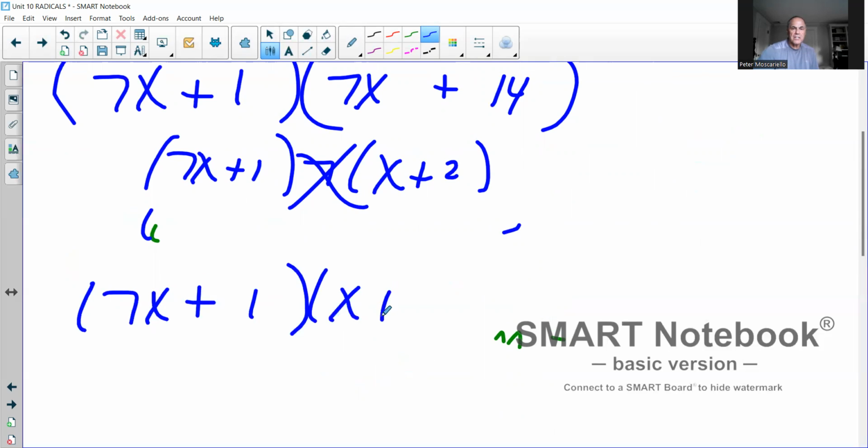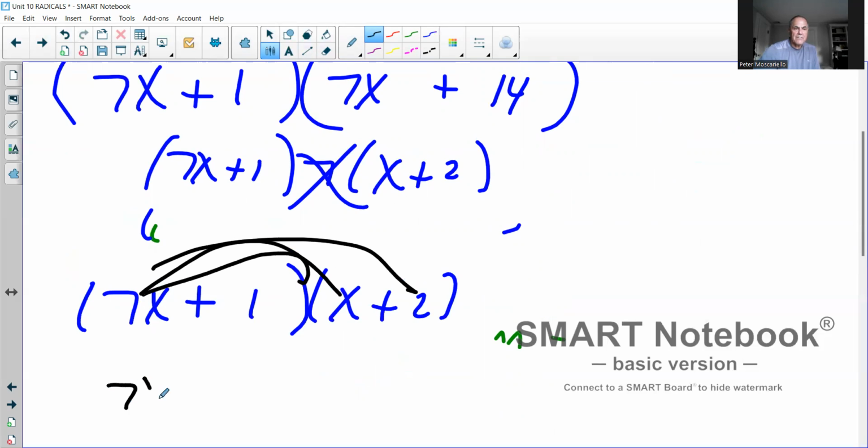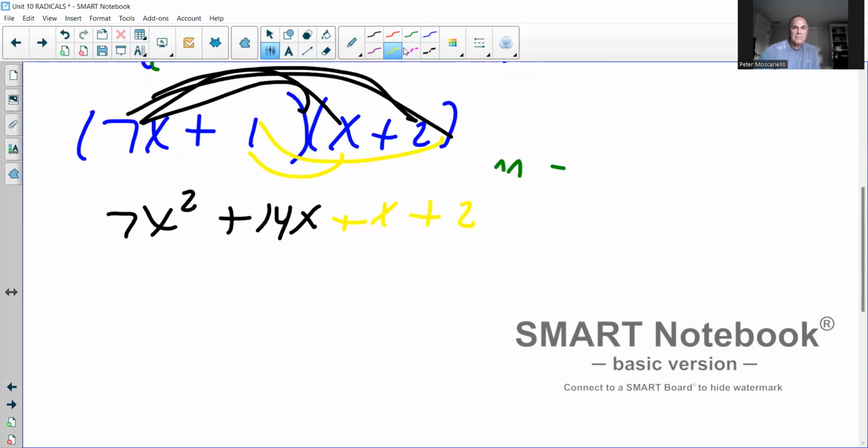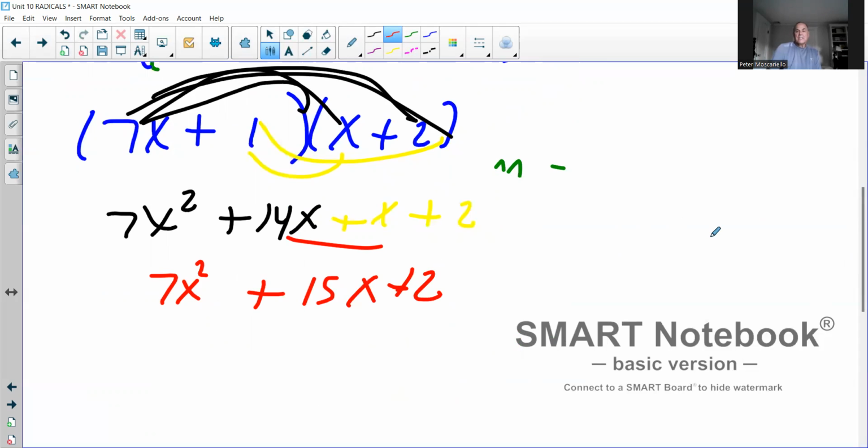And I keep saying you can check these. Let's. 7x times x, 7x squared. 7x times 2 is plus 14x. Then 1 times x is x. 1 times 2 is 2. Collect like terms. What do you got there? You got 7x squared plus 15x plus 2, which was the original problem. So we're good. All right, kids, that's that.